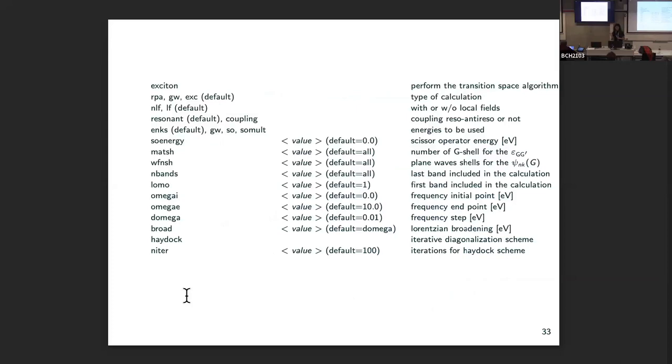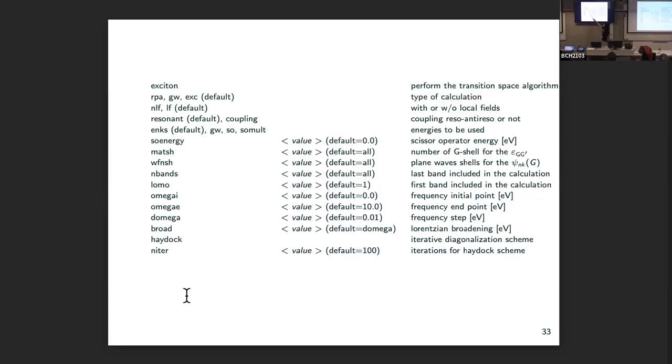These are some of the input files that we have. We can discuss in detail this afternoon if you want. But basically, the most important thing is that here you are specifying the kind of calculation that you will run. If you say exciton, it means you will use X instead of dB, because many of these variables are the same that you saw before. The input file and the code are basically the same.